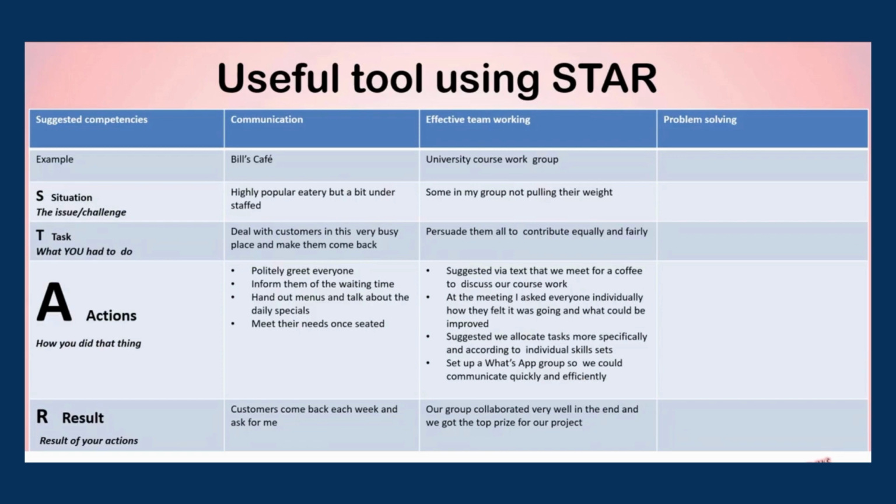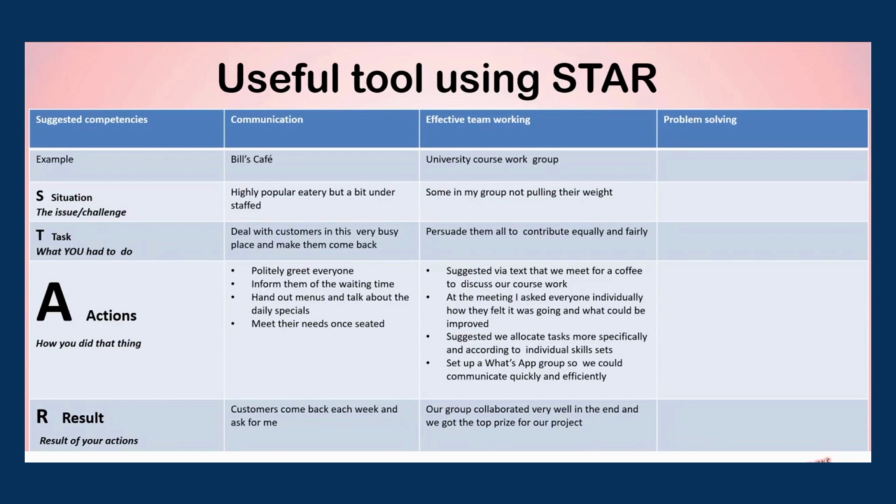The model answer is provided for you in the second column on this table, and it outlines the situation, the task, the actions and the results that prove this applicant has the ability to communicate well. Let's just look at those briefly now. So the example is the applicant works in Bill's Cafe. The situation is it's a highly popular eatery. The task, what this applicant had to do at Bill's Cafe, is to deal with the customers and ensure they keep coming back.